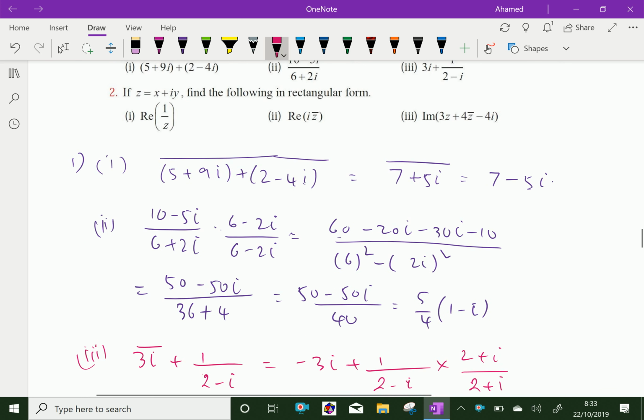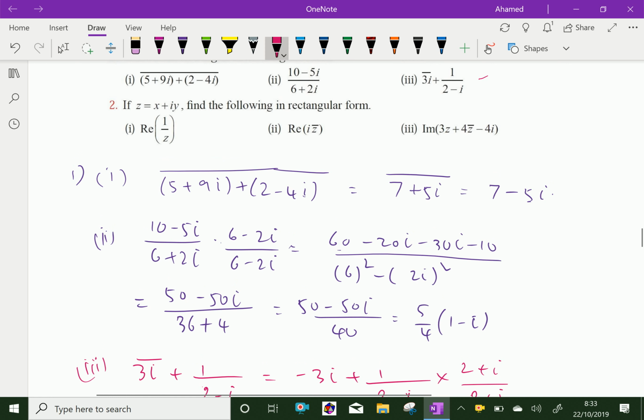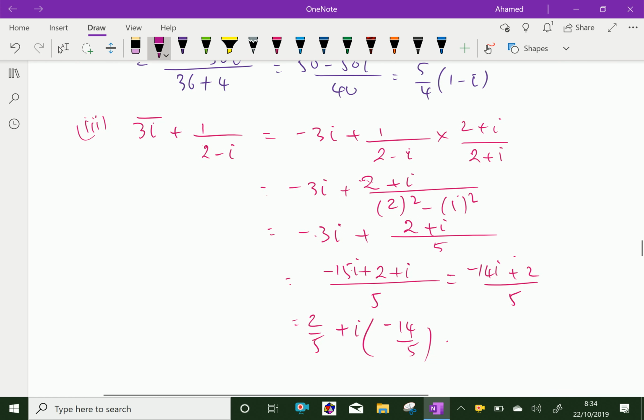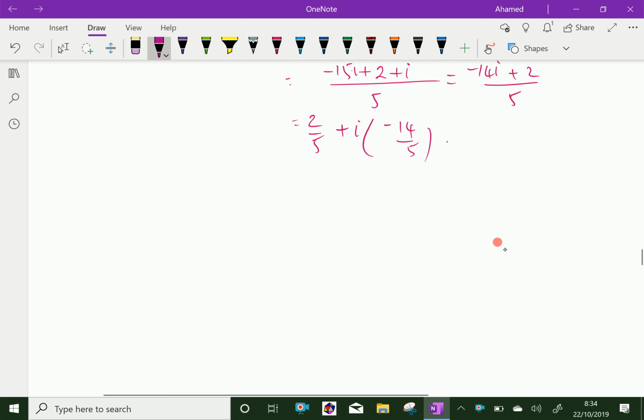Now let us do the second question. Here, if z is x plus iy, find the following in rectangular form. Real part of 1 over z. Here, question number 2. z is given as x plus iy. Find the following in rectangular form.